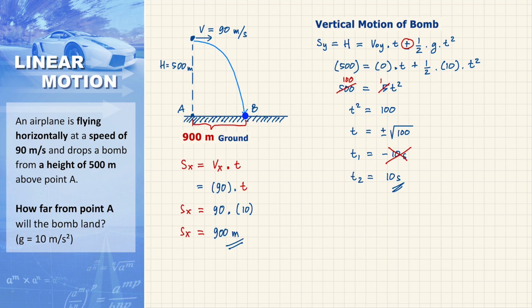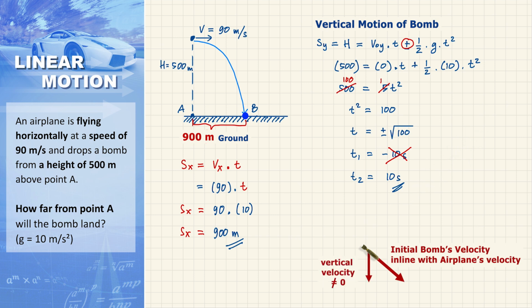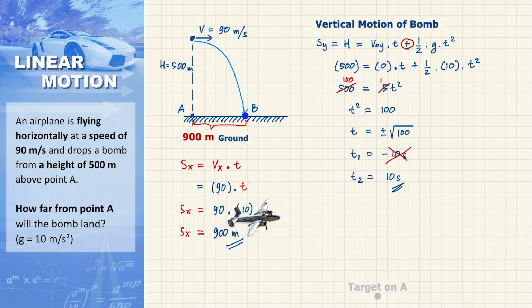To minimize this inaccuracy, aircraft in warfare typically fly as low as possible and dive sharply, giving the bomb an initial vertical velocity upon release, thus minimizing horizontal displacement. Additionally, to hit a target at point A, the bomb is usually dropped before reaching point A, so the bomb can land precisely on the target.